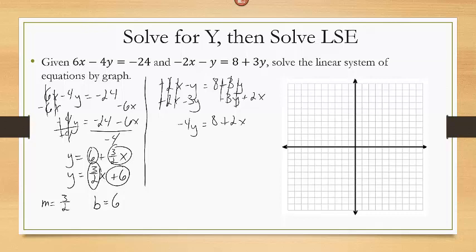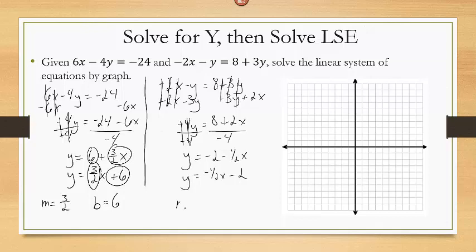Now we want to get rid of this negative 4. So let's divide both sides by negative 4. So that cancels. So we're given y equals 8 divided by negative 4. That is negative 2. 2 divided by negative 4 is negative 1/2 x. In proper form, this is y equals negative 1/2 x minus 2.